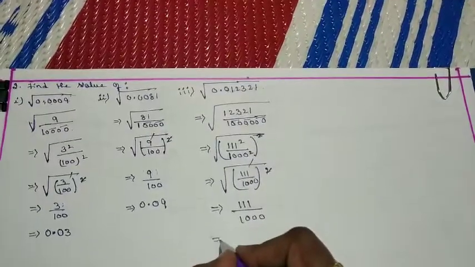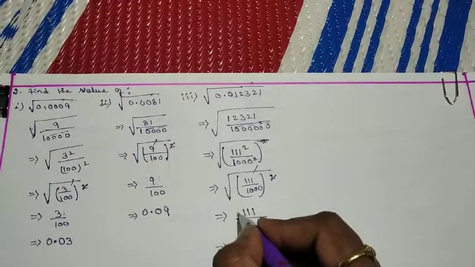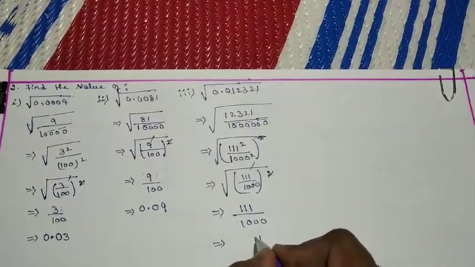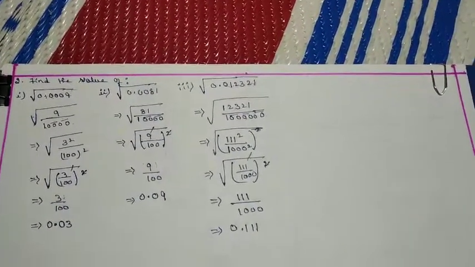Then shifting of the decimal place. Since we have 3 zeros in the denominator, the point will shift from right to left after 3 digits. Then 111 point, right? It becomes 0.111.